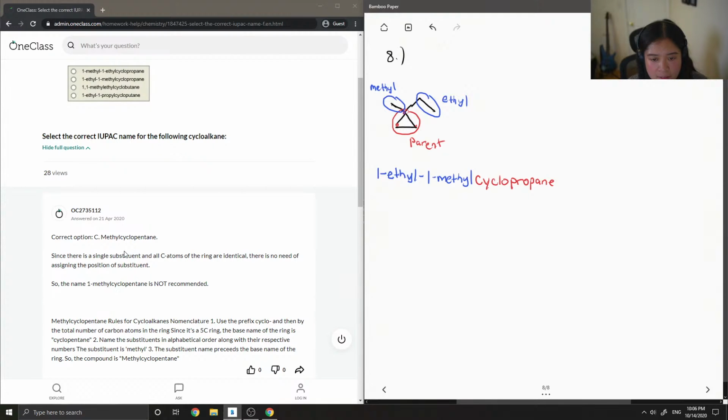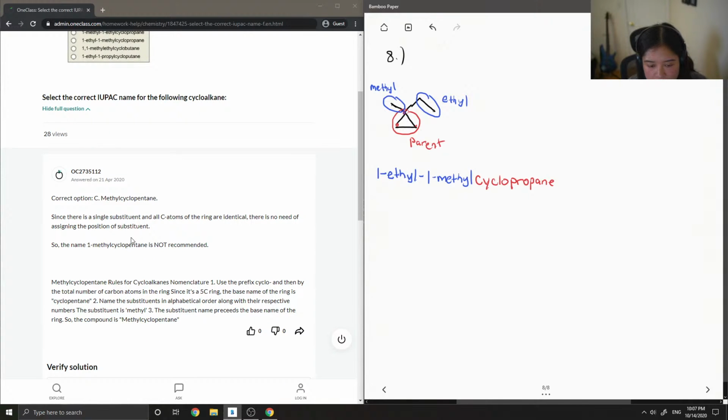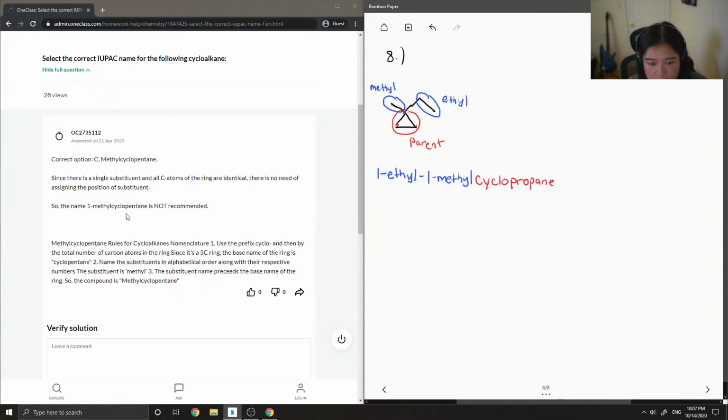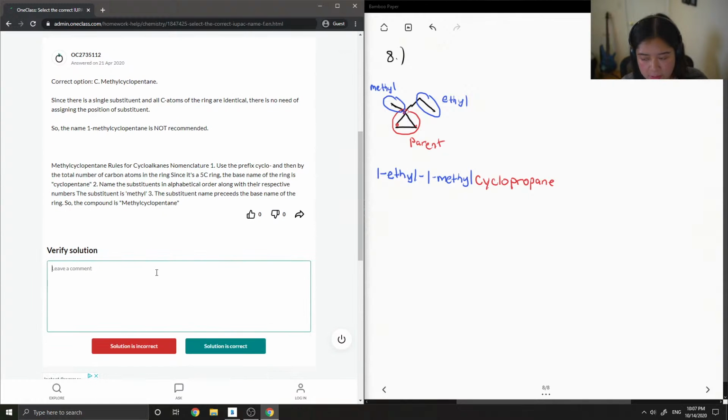Ethyl cyclopentane. So I think this person might have looked at a different question. Yeah, maybe there was a technical difficulty on this person's part. They must have gotten a different question altogether. They say it's a 5-carbon ring. But the answer sounds right for whatever compound they've got, but I'm just going to verify it here.